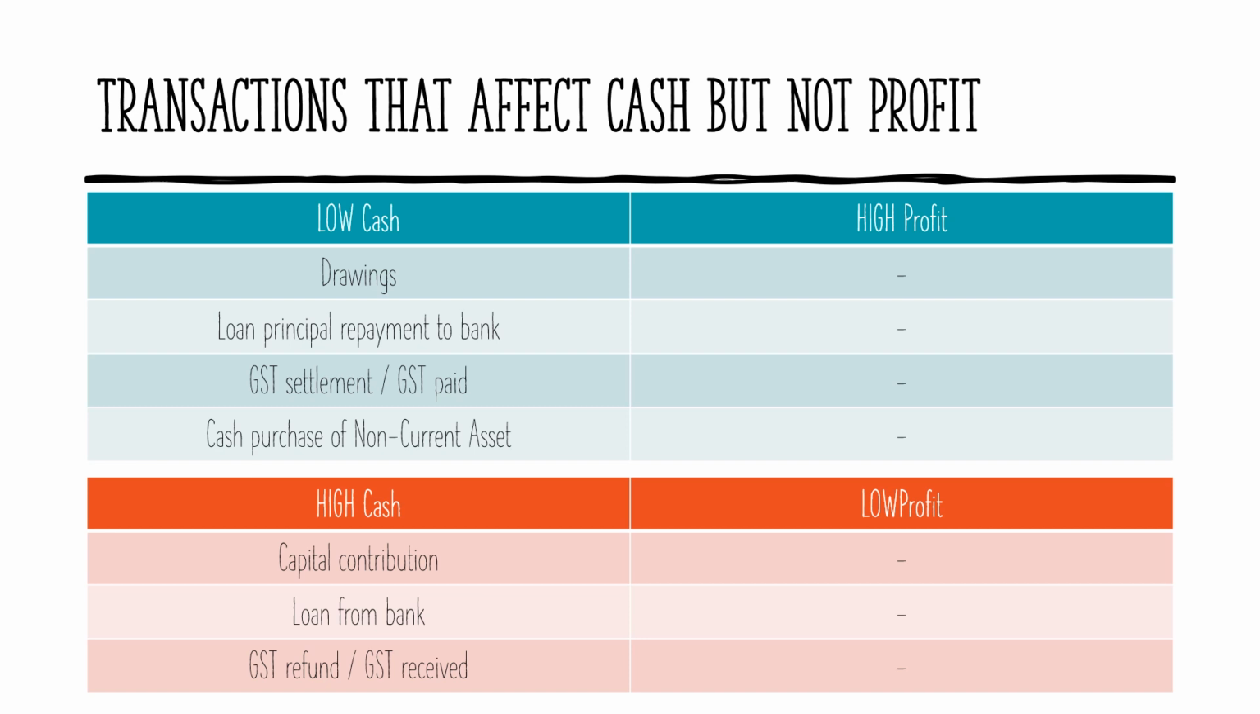In the second table, we have capital contribution, loan from the bank, and GST refund or GST received, which all increase cash. However, they do not affect profit. For this reason, this leads to a situation where we have high cash but low profit in the business.